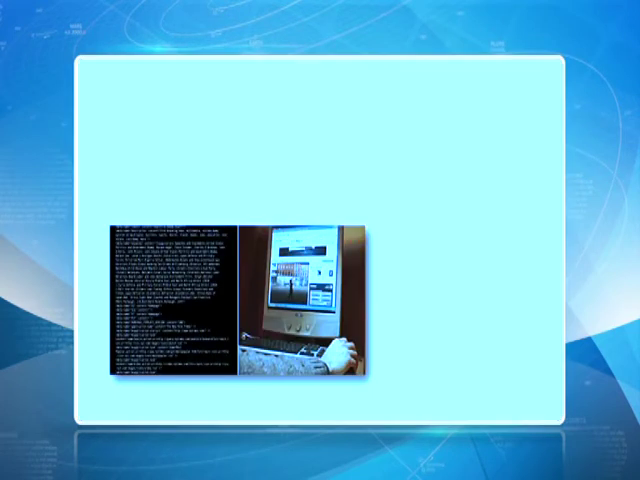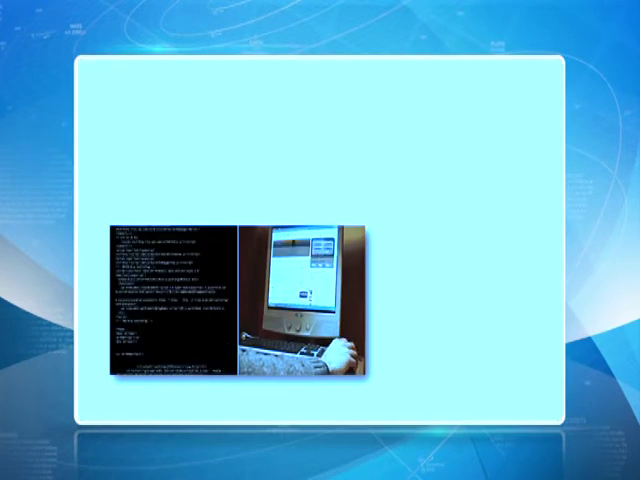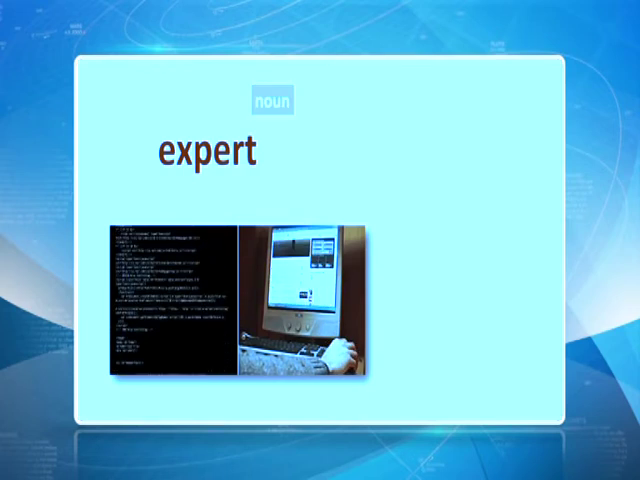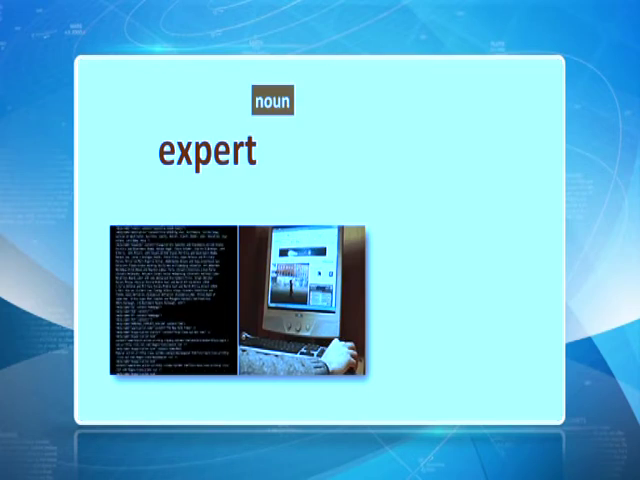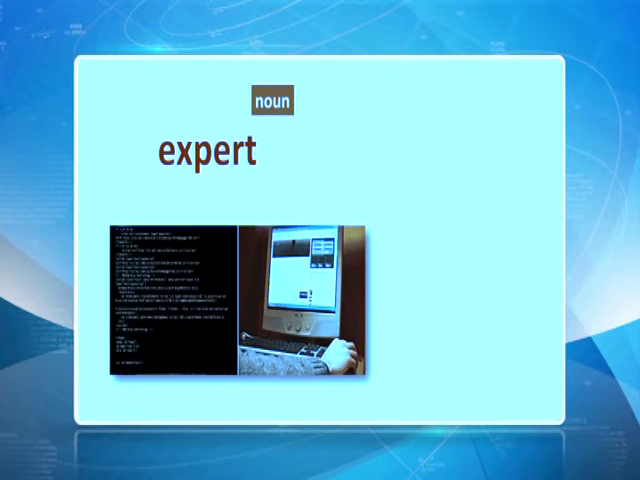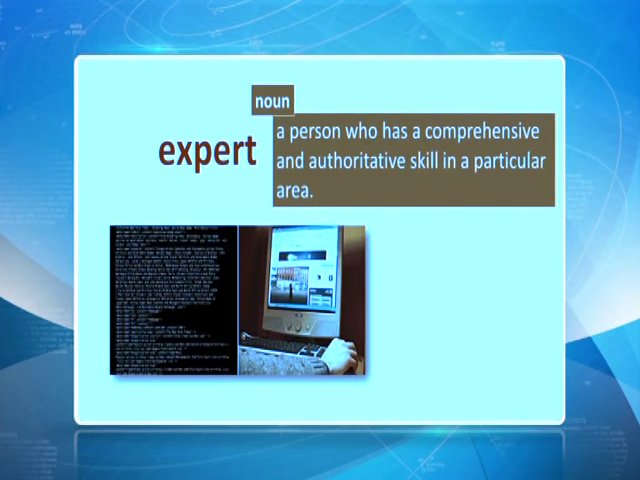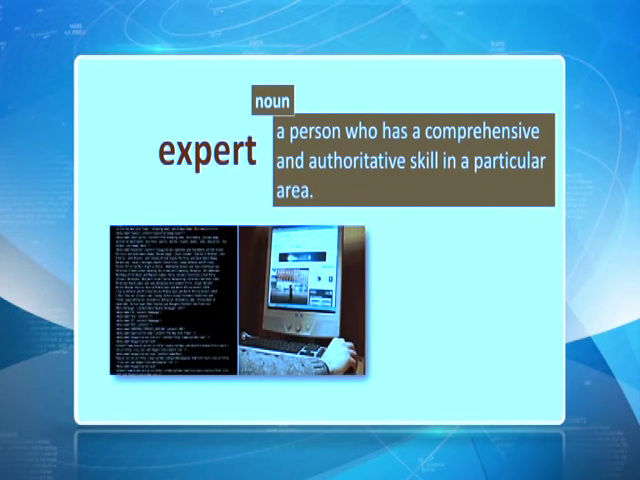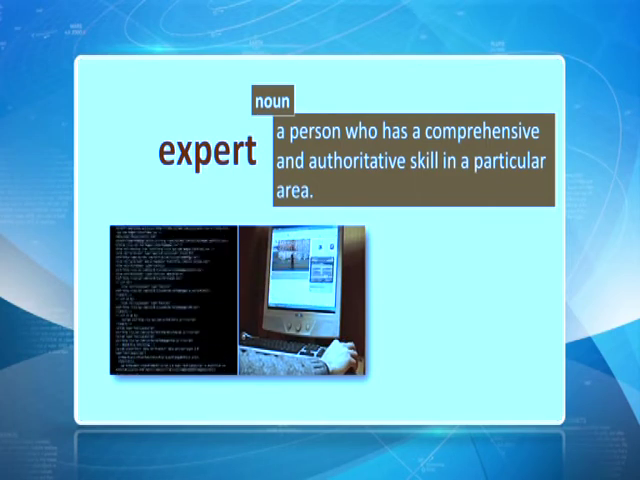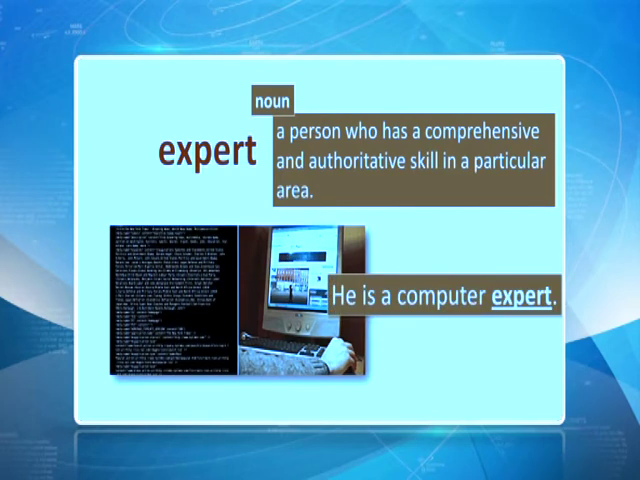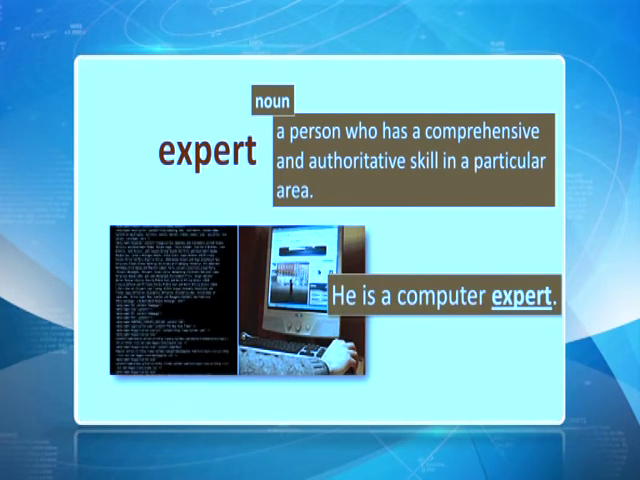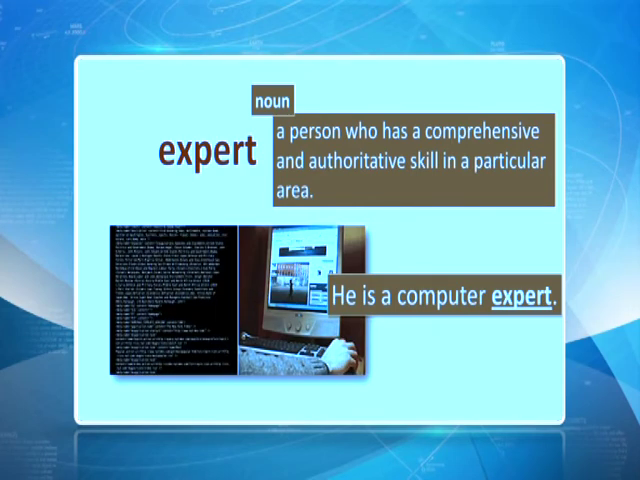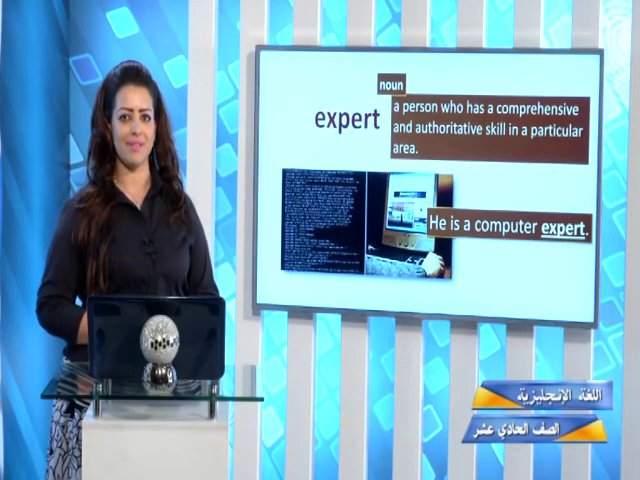Now, we have a computer. This person is very what? He's an expert in computers, right? Over here, it's a noun. What does this mean? It's a person who has a comprehensive and authoritative skill in a particular area. Let's use it in a sentence. He is a computer expert. Expert is the word.